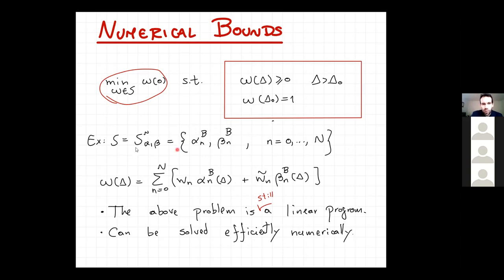And instead of working with derivatives, we're going to use the functionals that we've constructed. So now we're going to take a finite set of the functionals that we've constructed, and cook up an ansatz. So we're going to take a linear combination of these guys, and we're going to search for a functional omega satisfying these conditions and minimize its value at the identity. So we're going to tune these coefficients such that you minimize this. So this problem is still a linear program. We are just working with a different basis, so it can still be solved efficiently numerically.